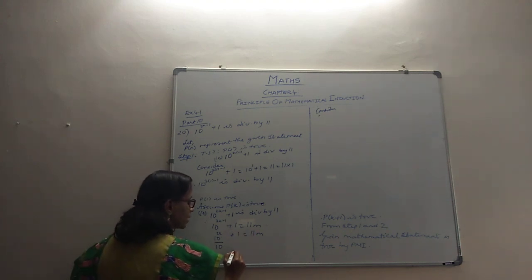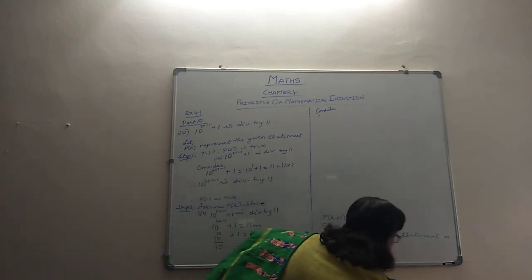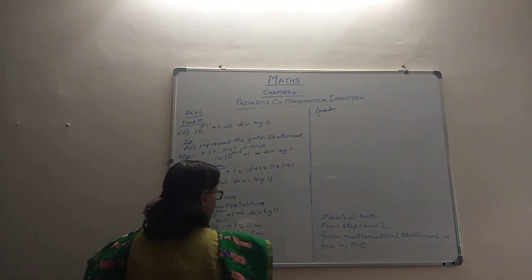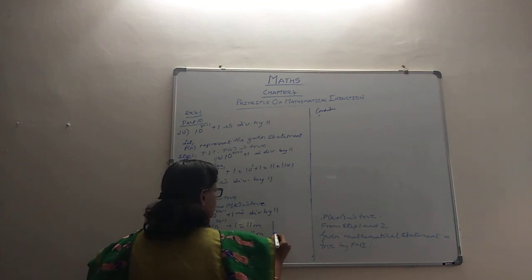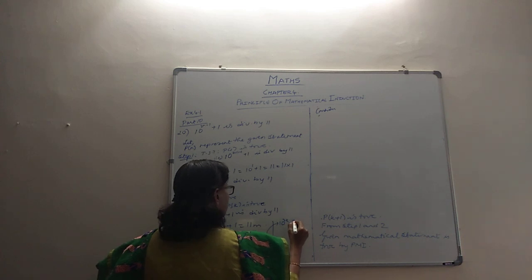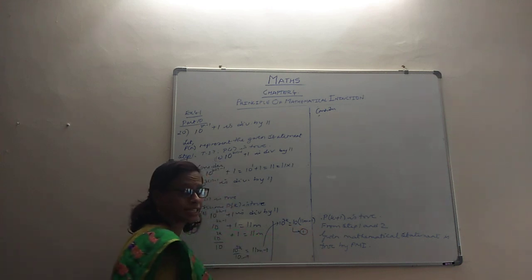So what happens? 10 raised to 2k by 10, plus 1. Already 11m is there. So let the plus 1 go on the other side, so it will become minus 1. Then let this 10 go on the other side. So what will happen? 10 raised to 2k is equal to 10 times 11m minus 1. This is what we are going to use at a later stage.